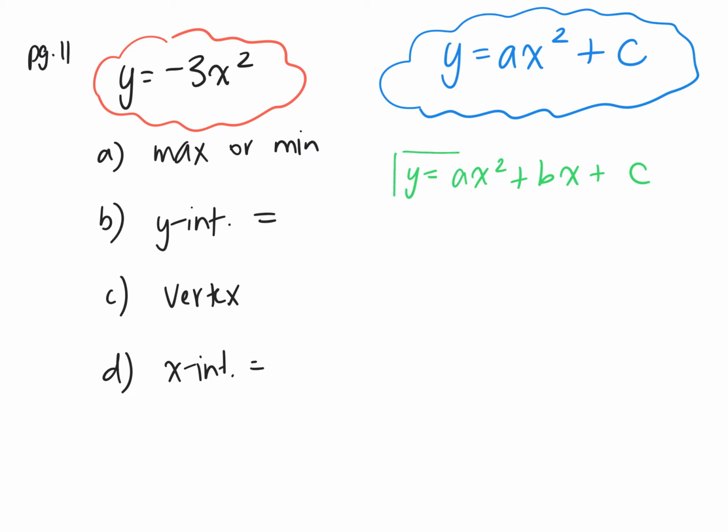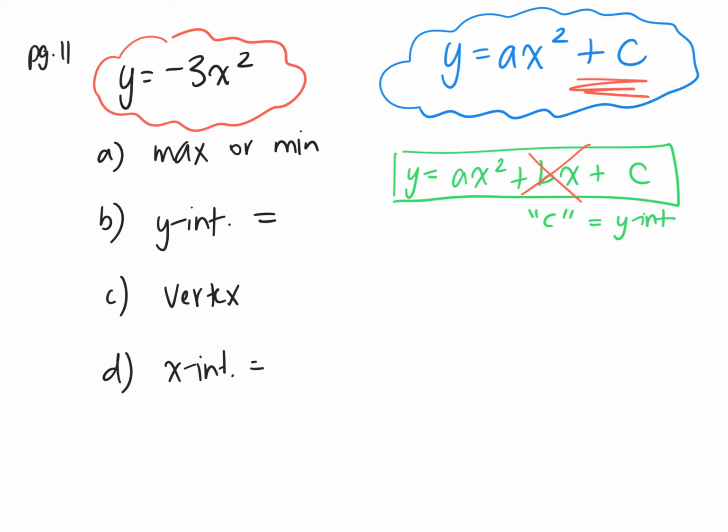So yesterday we looked at the equations in standard form, which is y equals ax squared plus bx plus c. What does c represent? The y-intercept. Today we're looking at, basically, this disappears. It's in the form y equals ax squared plus c. C is still the y-intercept, okay? C is always the y-intercept, and the a value still tells you if it opens up or down.